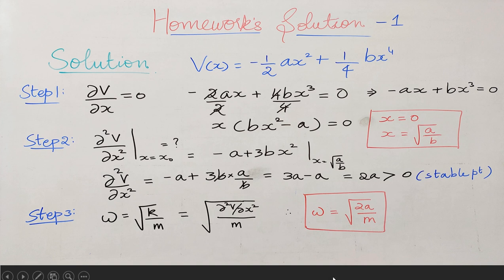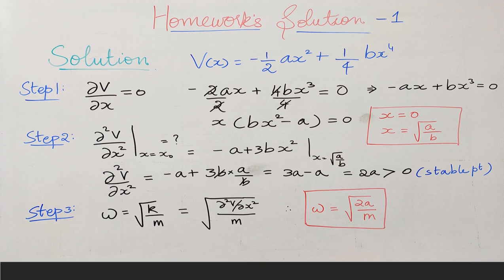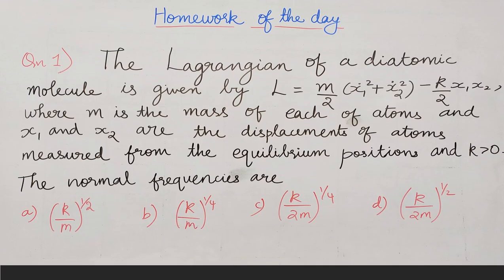The second step is to find if they are stable or unstable. So we take the second derivative, and I have taken this and found the stable point. The third step is to substitute in the angular frequency formula. So this is my frequency of oscillation, which is option B.